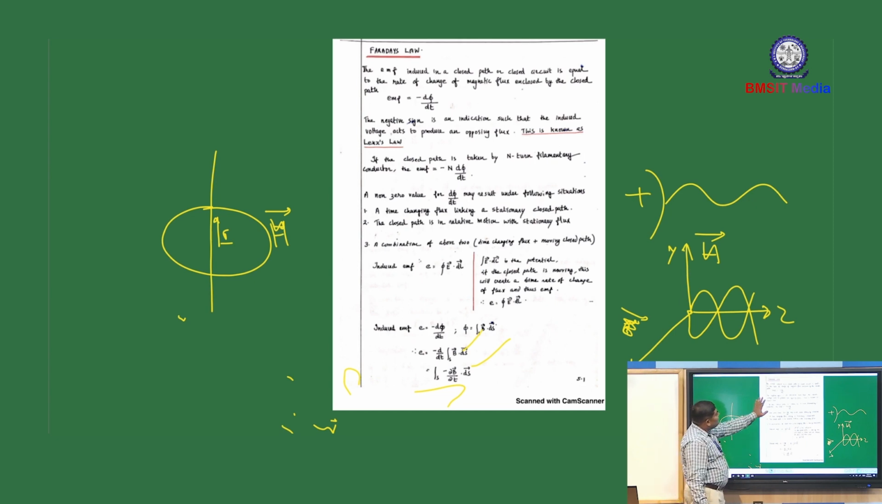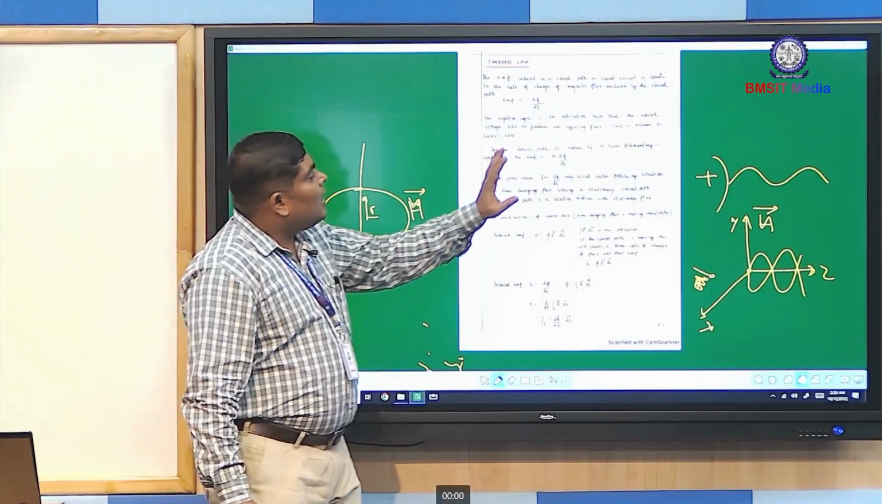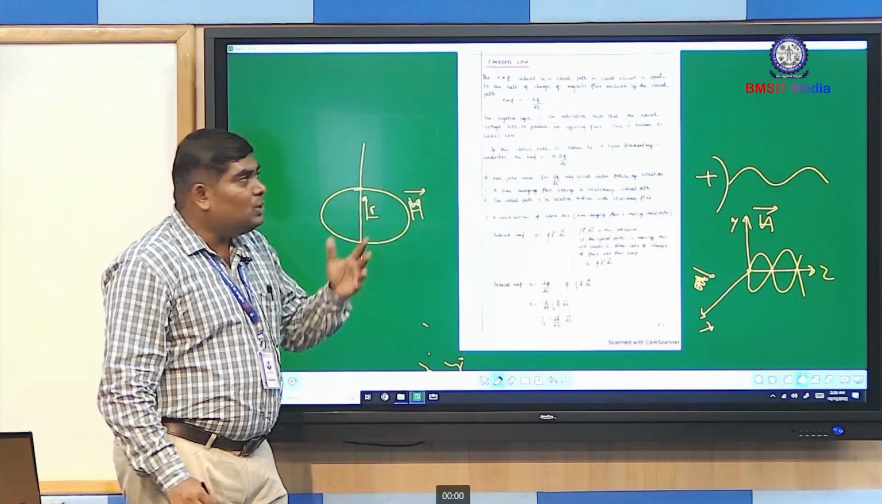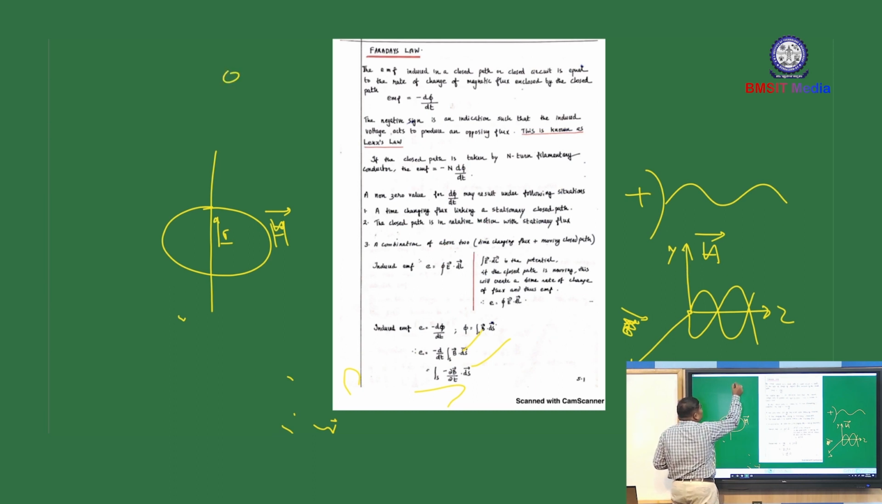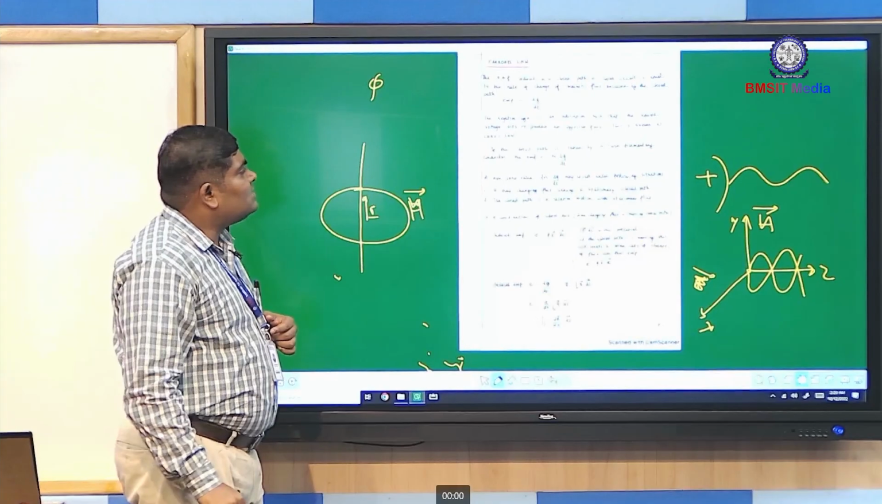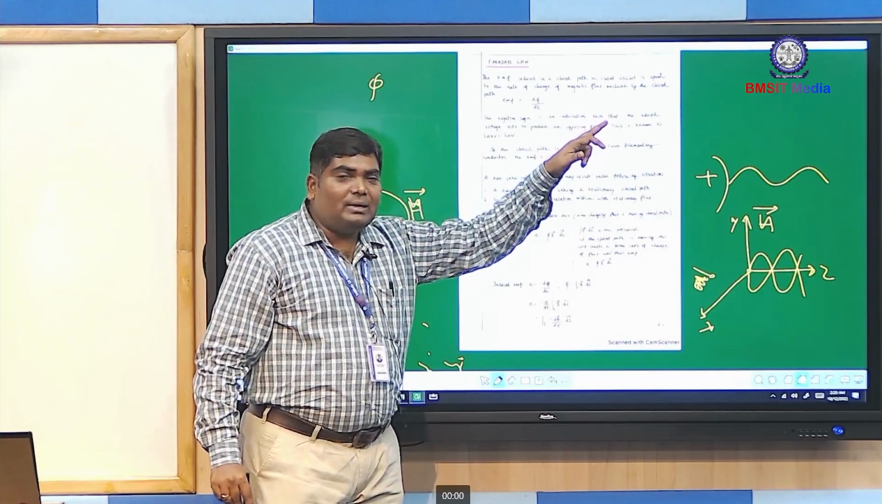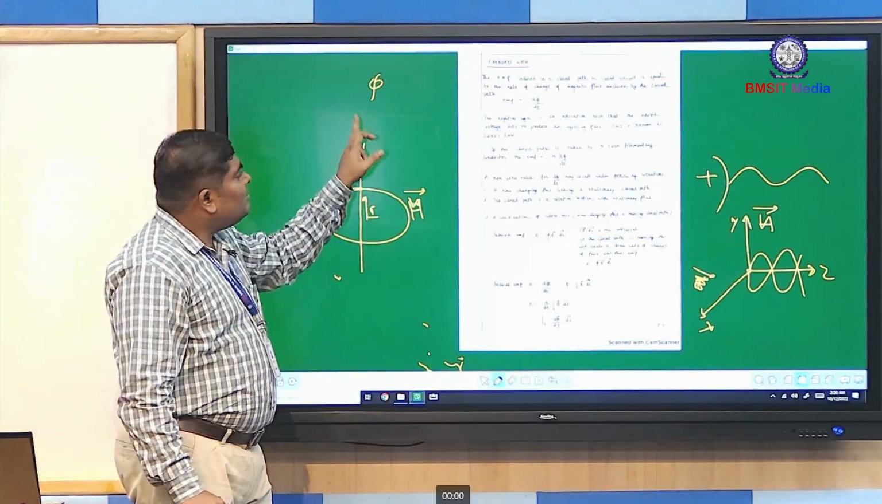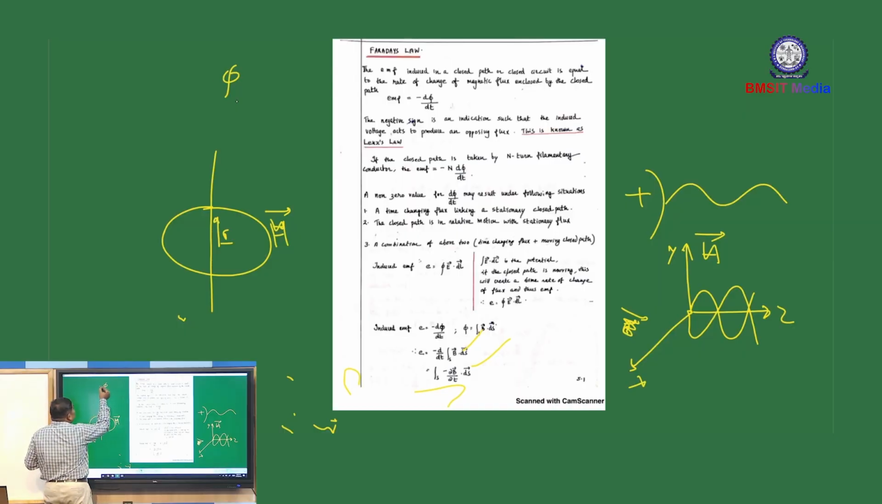Now the EMF induced in a closed path, or closed circuit, is equal to the rate of change of magnetic flux. We know that the magnetic flux is represented by phi, and it is the magnetic flux enclosed by the closed path. Everything is related to the closed path only. Now the EMF is induced, so this will be the rate of change of flux, d phi by dt, with respect to time. It is varying, and it is equal to the EMF, that is, the electromotive force.